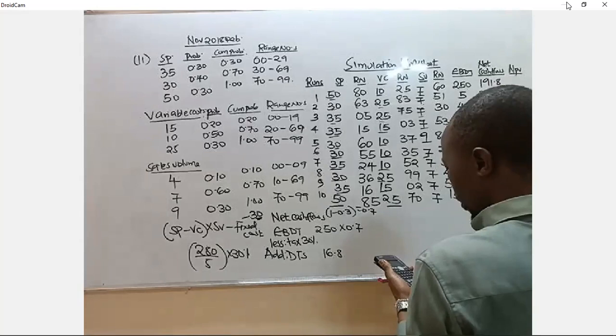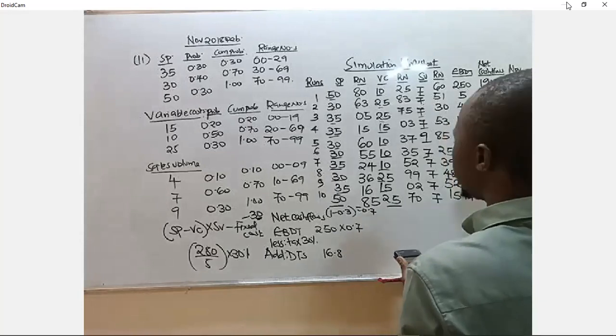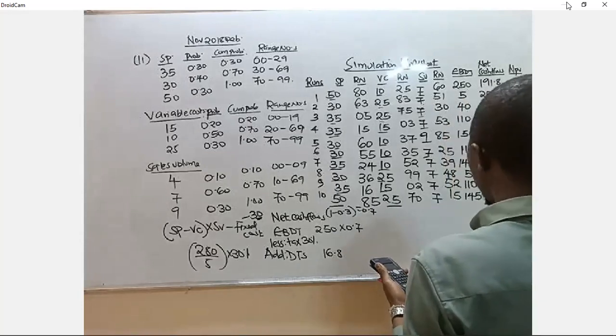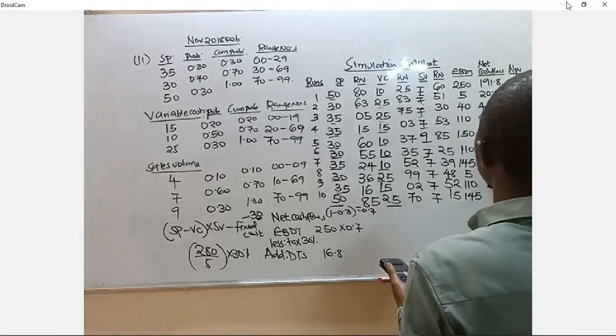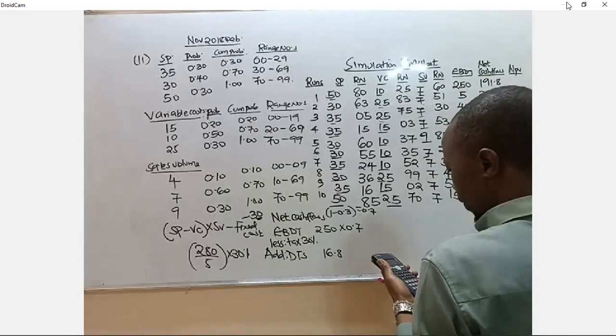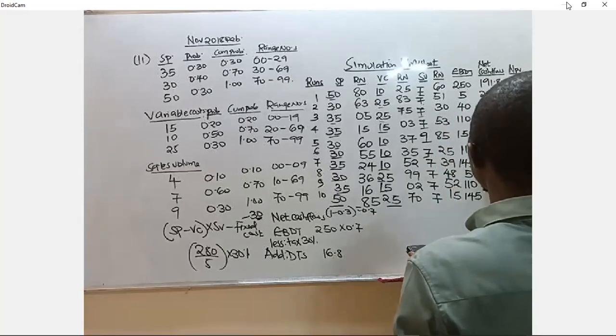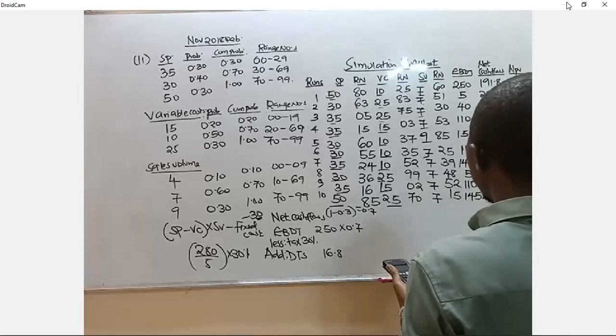Then the other one will be 150 times 0.7 plus 16.8, getting 121.8. The other one will be 110, 93.8. Then we have 145 times 0.7 plus 16.8, getting 118.3.